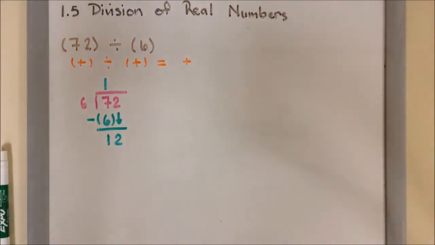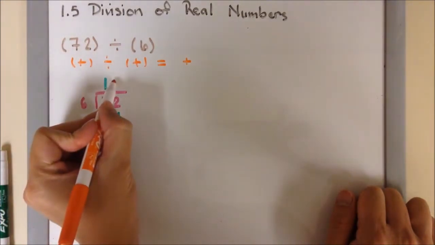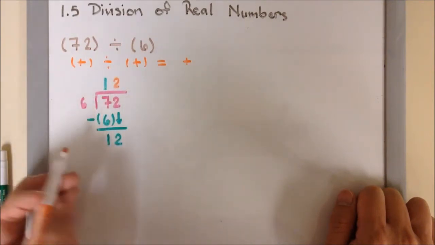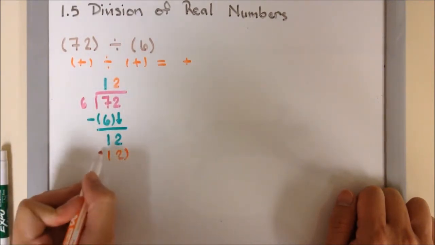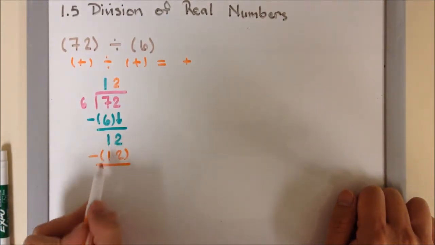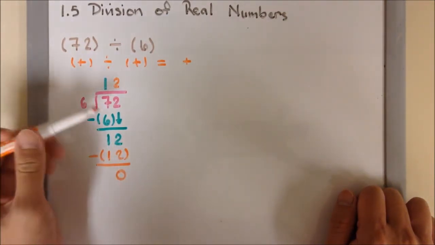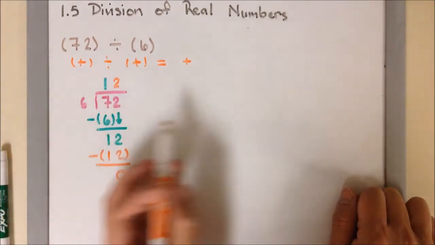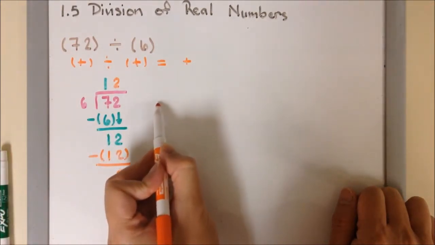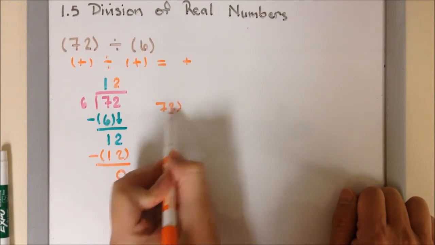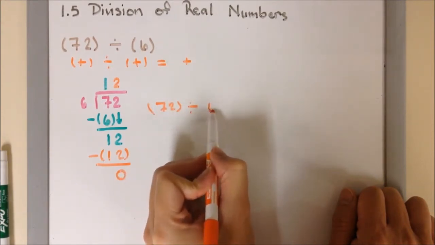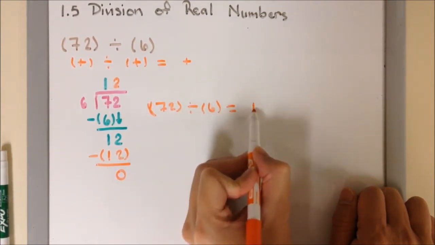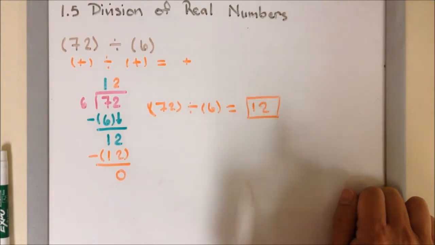And it does. It goes into 12 two times, so I'll put 2 on top of this 2 right here. 2 times 6 becomes 12, parenthesis, subtract, and 12 minus 12, my remainder is 0. The reason I said remainder is because there's no more numbers to bring down. Since my remainder is 0, our final answer is 12, so positive 72 divided by positive 6 equals positive 12. And that's our final answer.